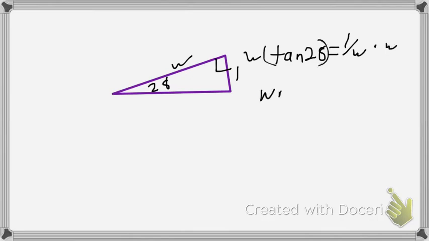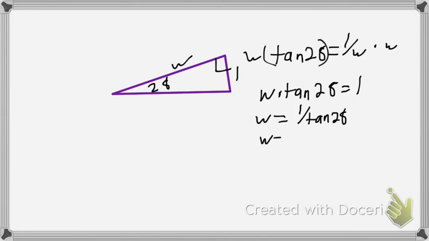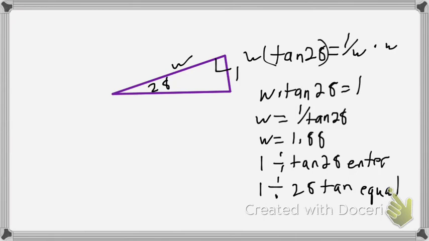And we get W times the tangent of 28 equals 1. If we divide both sides by the tangent of 28, we get W equals 1 over the tangent of 28. Plug that into my calculator, I get 1.88. Depending on what kind of calculator you have, that's either going to be 1 divided by tangent 28, enter, or 1 divided by 28 tangent, enter. Again, get to know your calculator, figure out which of these you're going to be using.